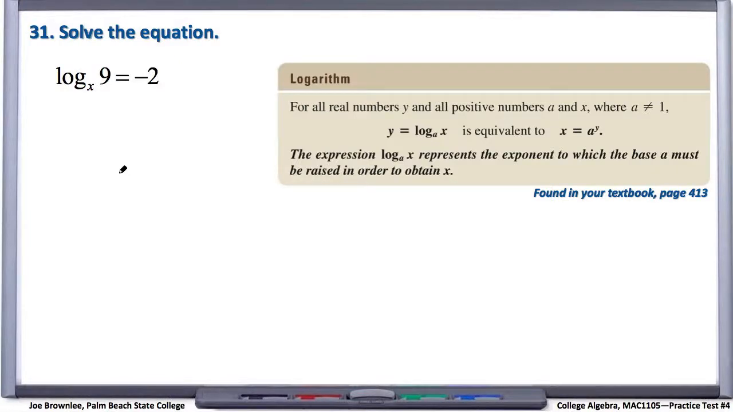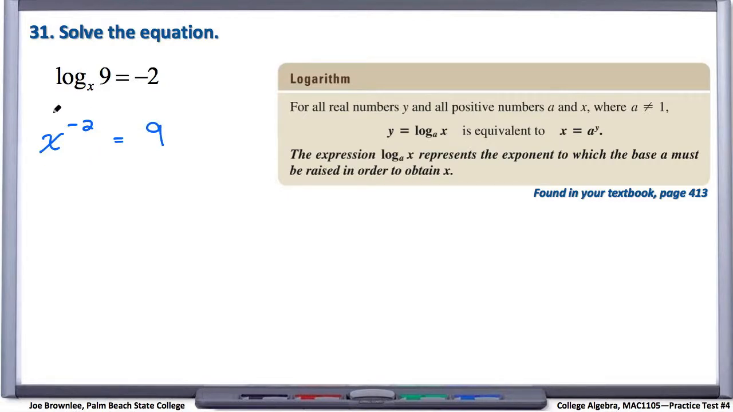Number 31, solve the equation. We have log base x of 9 equals -2. Let's go ahead and rewrite our equation in exponential form. So we'll have x to the -2 equals 9.